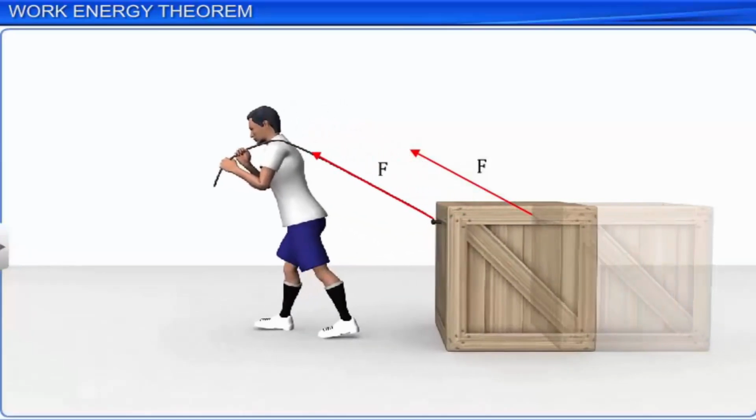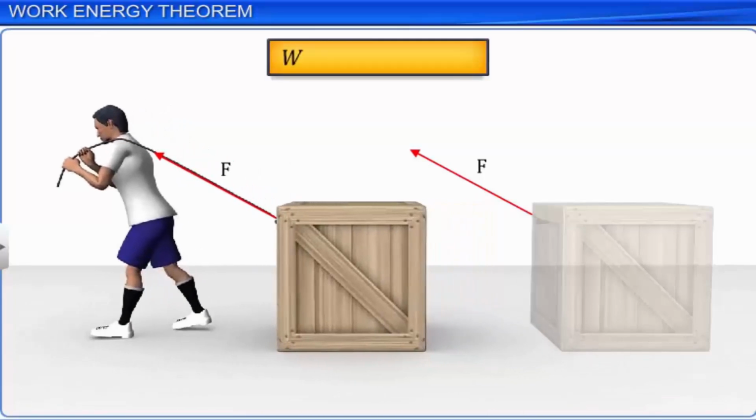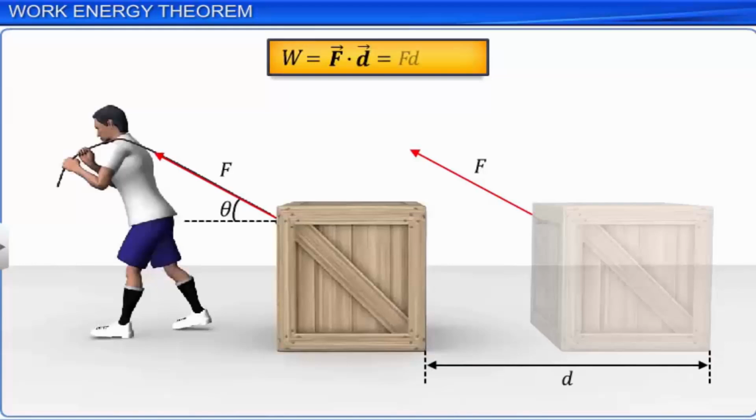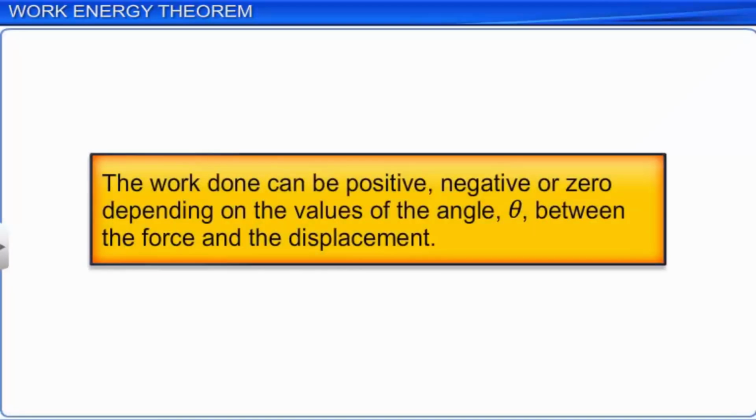Now, using the dot product, we can measure the work done as the dot product of the force and displacement, which is equal to F d cos theta. However, the work done can be positive, negative, or zero depending on the values of the angle between the force and the displacement theta.